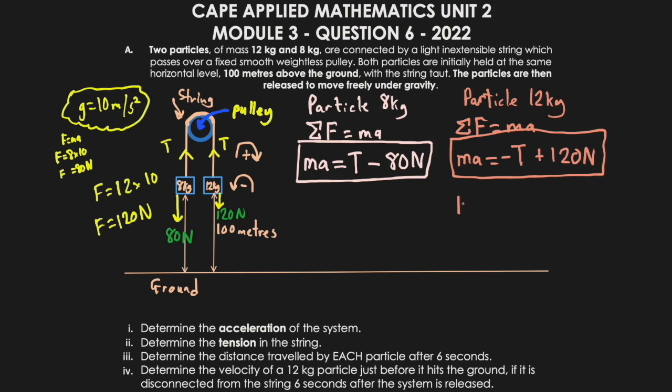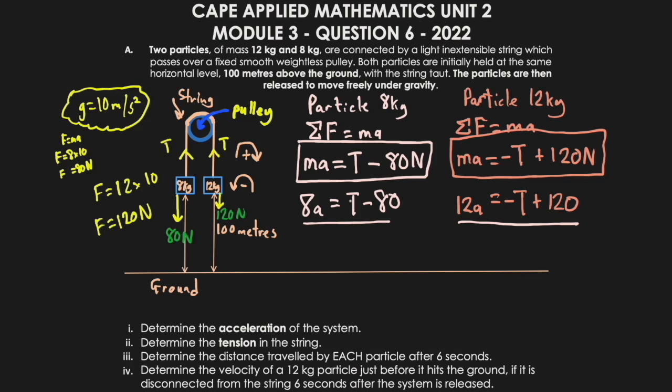So we can just say that 12 for the M here, times A, is equal to minus T plus 120. On this side, we can say the particle is 8, so we could say 8a is equal to T minus 80. Then we have two equations with two unknowns. The acceleration that we have to find for this question here, and the tension that we have to find for this question here. So I'll do the two of them simultaneously.